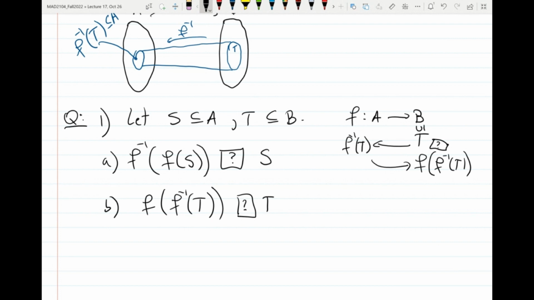So here we're talking at the set level only. So we want to do this in the most general case. Don't assume anything about the function, just that it's a function, okay? All right, so what do you think? What should be in the box?